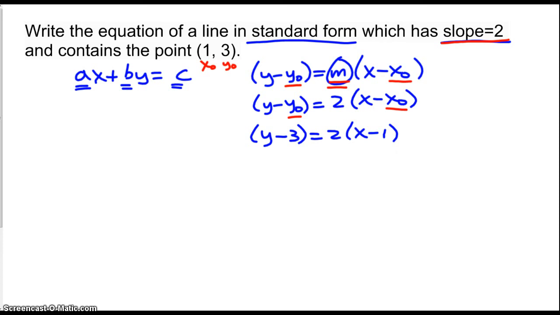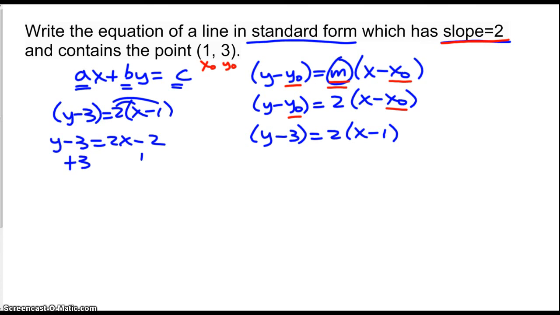The only problem is it's not yet in standard form. So let me write it over here again. And this time we'll do some algebraic manipulation to put it in standard form, right? So maybe I get rid of parentheses first. We have to distribute on the right. So I have 2x minus 2. And then let's get all the numbers together by adding 3 to both sides. y equals 2x plus 1.